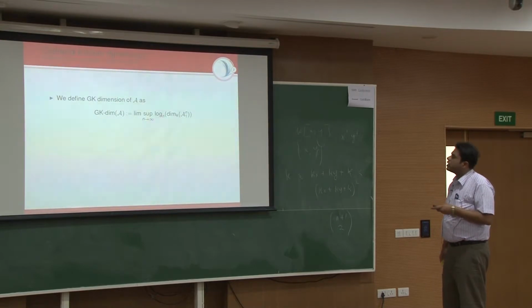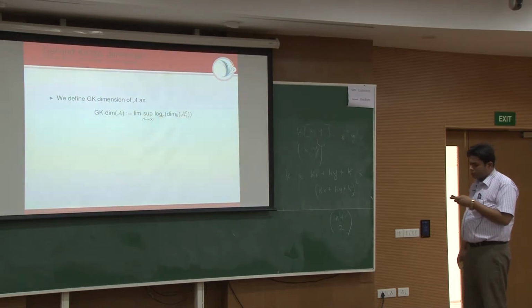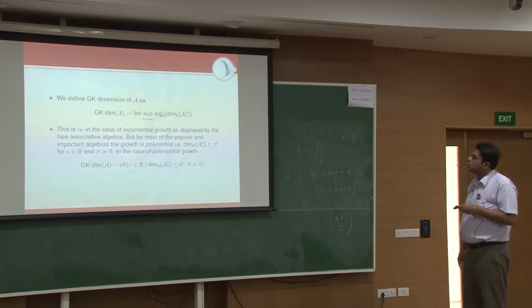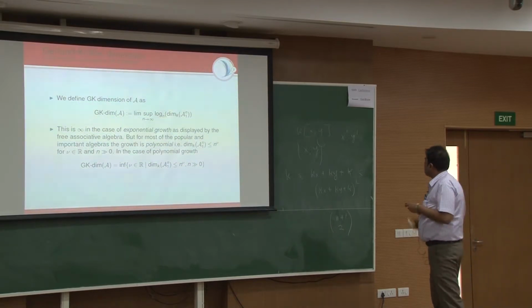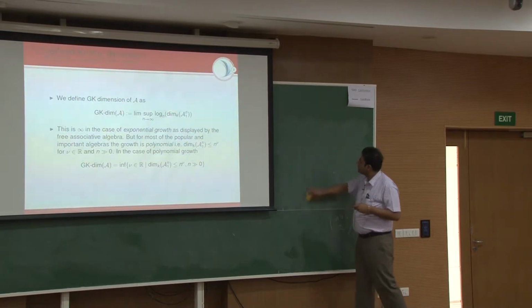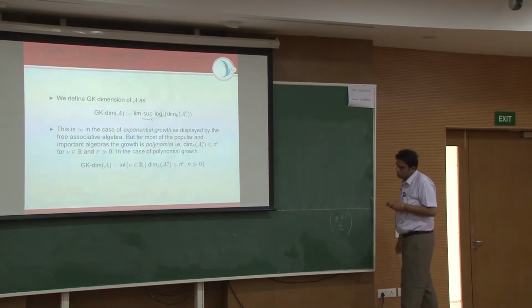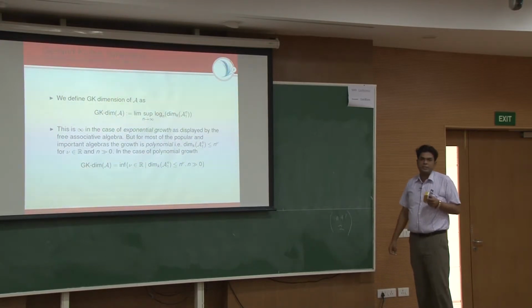So the Gelfand-Kirillov dimension is important for studying non-commutative rings. Now, a key point about this dimension, which is a good thing and which accounts for its usefulness, is that it does not depend upon the choice of a generating set.